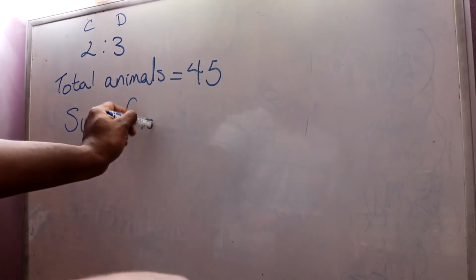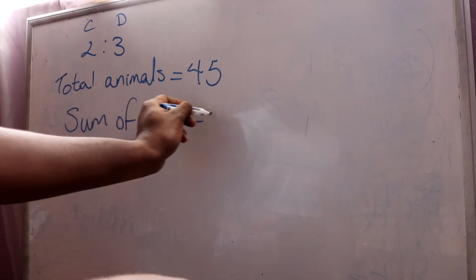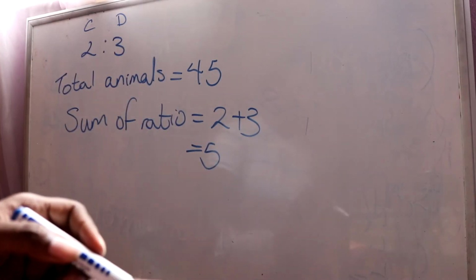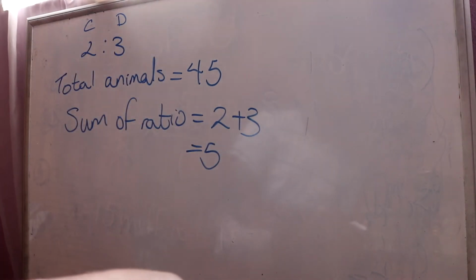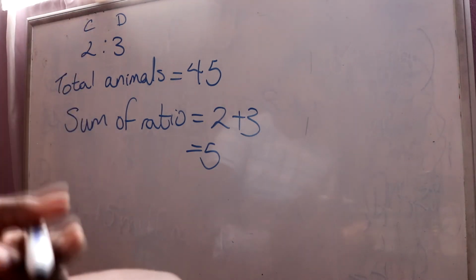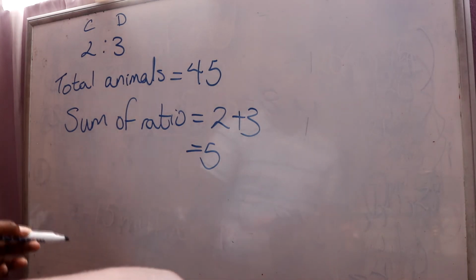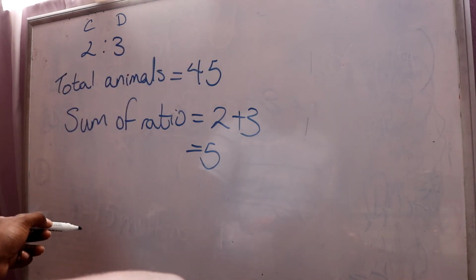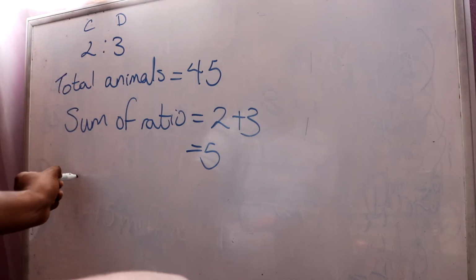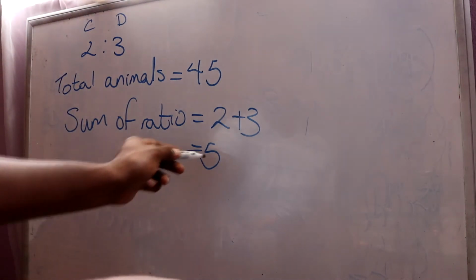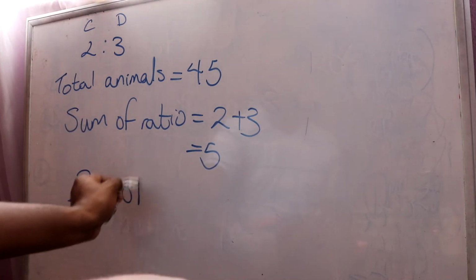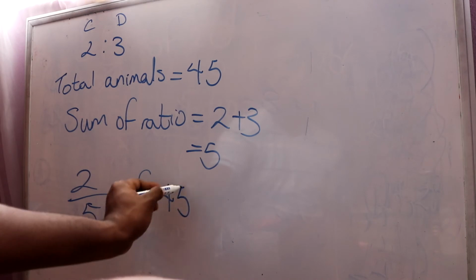So the sum of the ratio will give you 2 plus 3, which is 5. And since we're only concerned about the number of cats, we're just going to convert the number for cats into a fraction. So therefore, of the 45 animals in the home, the 2 is for cats, so 2 over 5. So 2/5 of the animals, the 45 animals, are cats.